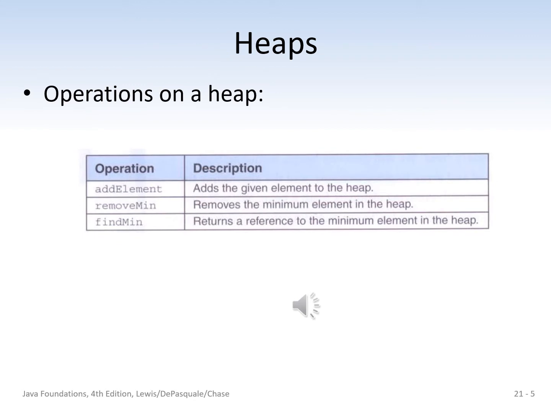Here are the operations we're going to explore for heaps. Add element adds the given element to the heap. Remember, we have structural and ordering constraints. Remove min removes the minimum element in the heap, and find min returns a reference to the minimum element in the heap.